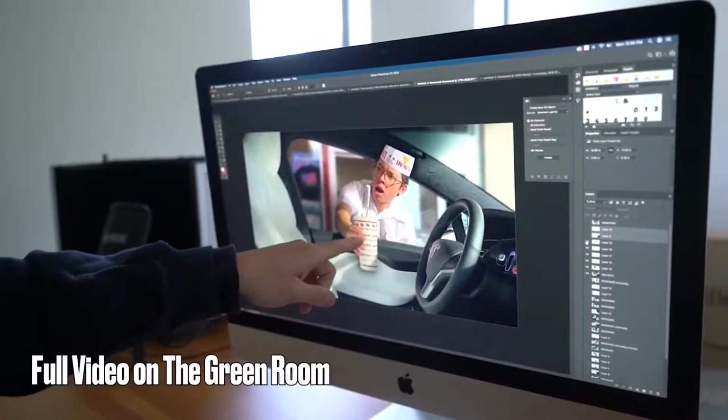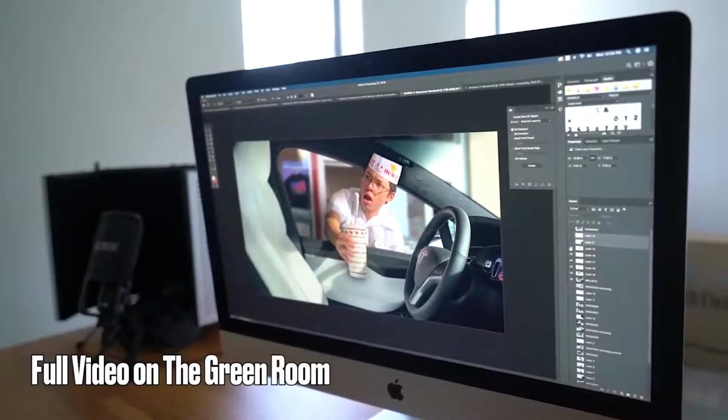And this is the real photo. So I cut him out of here and made him look like he was reaching in the car. I think a recent video of his hit like 7 million views in 2 weeks, which is insane.